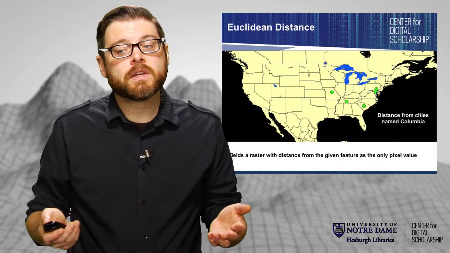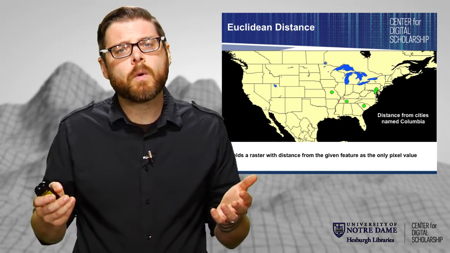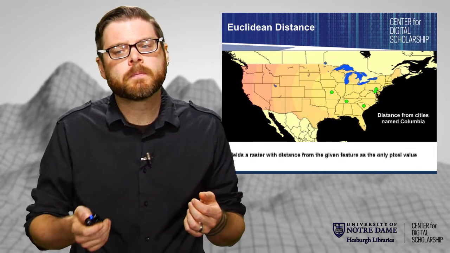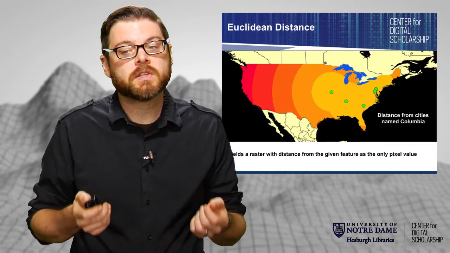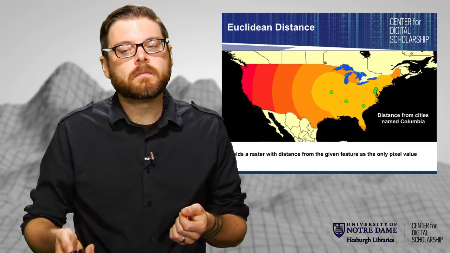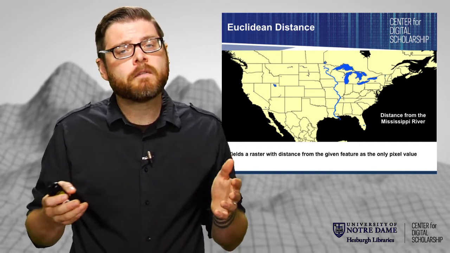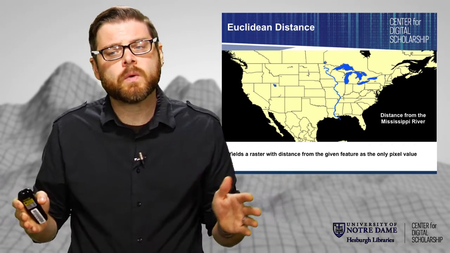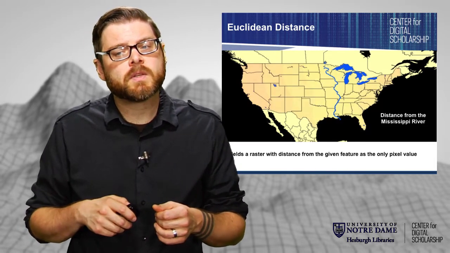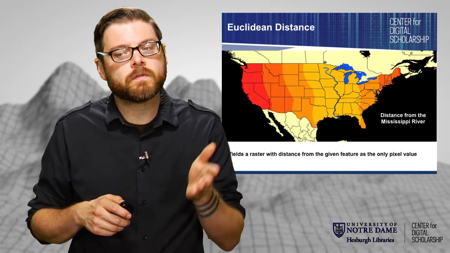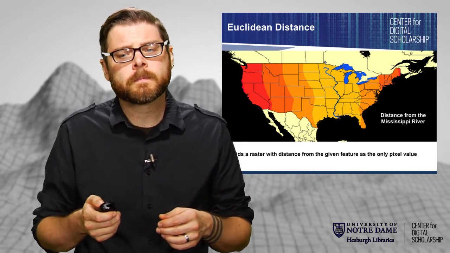So here, we have 5 cities in the US named Columbia, and we wanted to find out how far away in the US we are from any city named Columbia, we can do that. We can create a raster with the distance from all of those features as the only pixel value. We're not limited to doing this to points. We can do it from lines as well. So if we wanted to find out, for any place in the entire US, how far away we are from the Mississippi River, we could do that also. And you can see that the places where the values change sort of mirror the geography of the river as well.